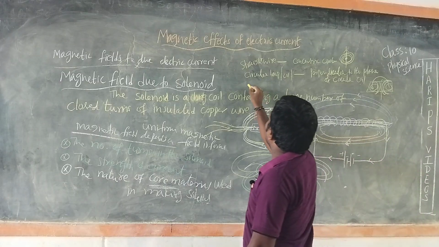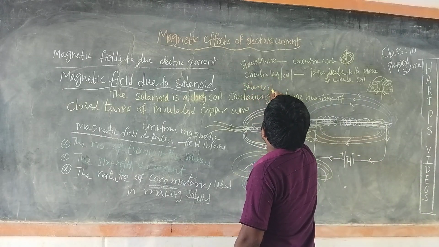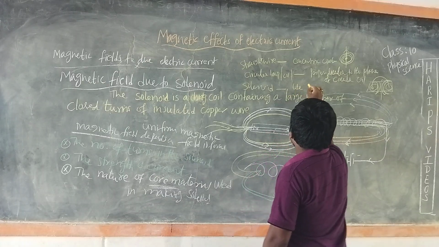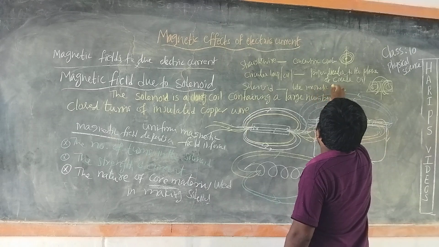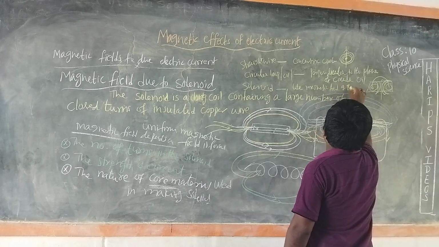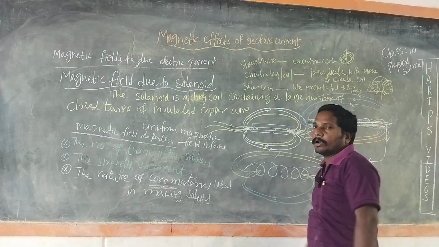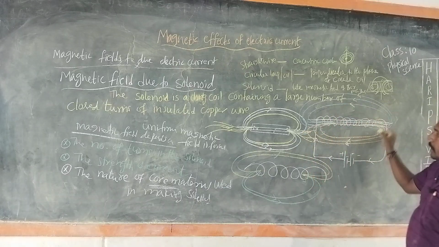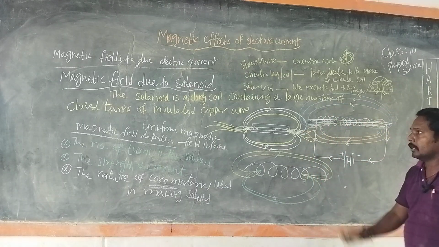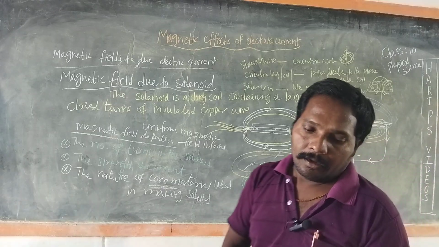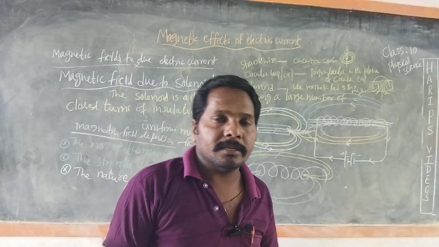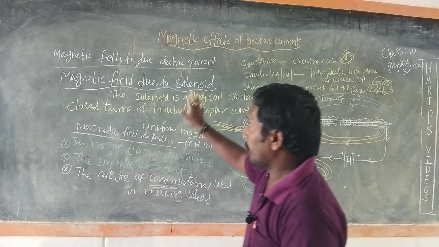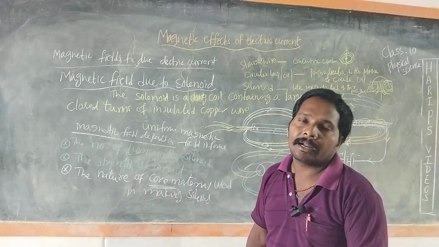Then in case of a solenoid, the magnetic field is like the magnetic field of a bar magnet. So one end of the solenoid acts as a north pole and the other end acts as a south pole. So this is about magnetic fields due to electric current.